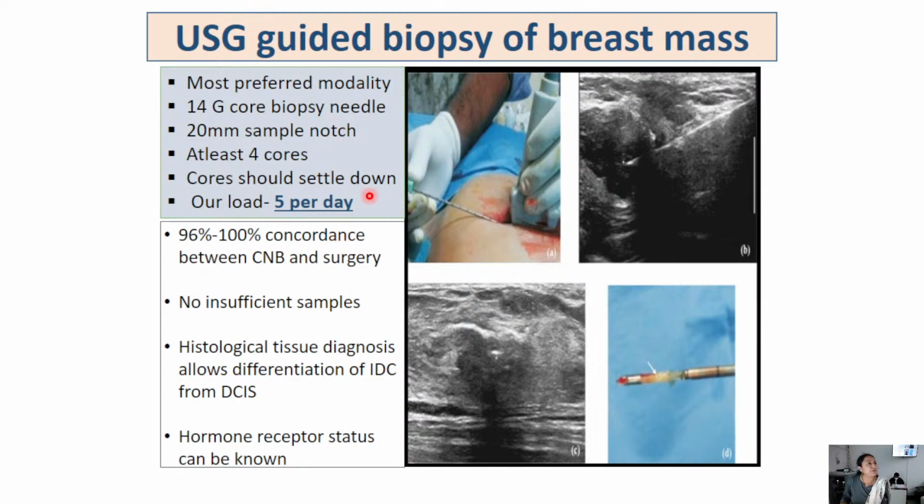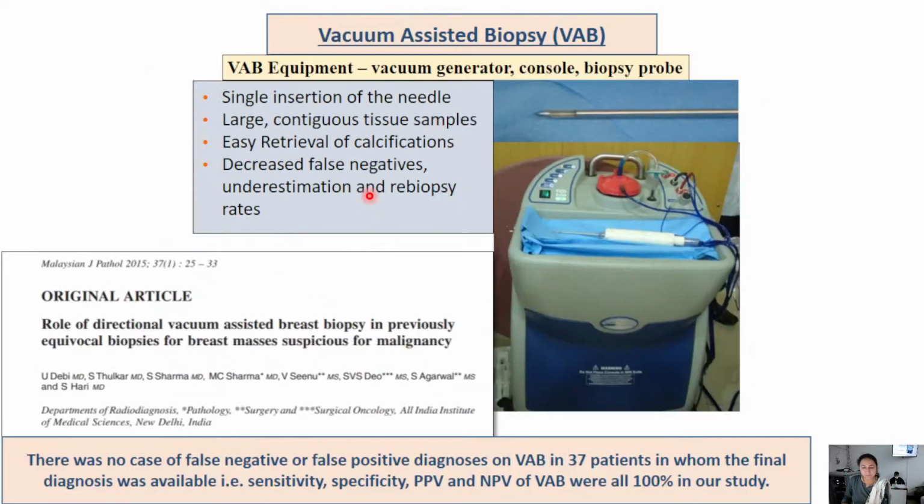Our load is approximately 4 to 5 biopsies per day for the breast. And we have realized that it has 96 to 100% concordance with the surgery. In our institute, we do not do FNACs for breast lesions, except for scenarios like lymphomas and leukemias, where the only indication is to rule out deposits.